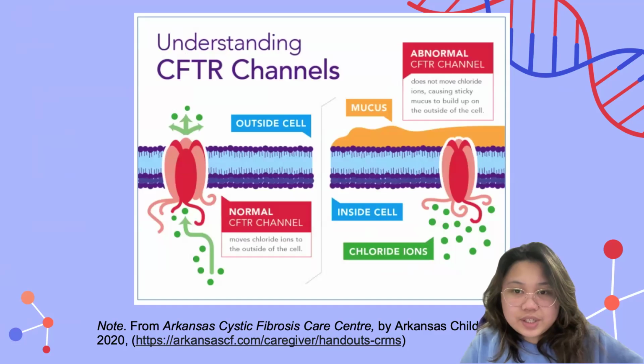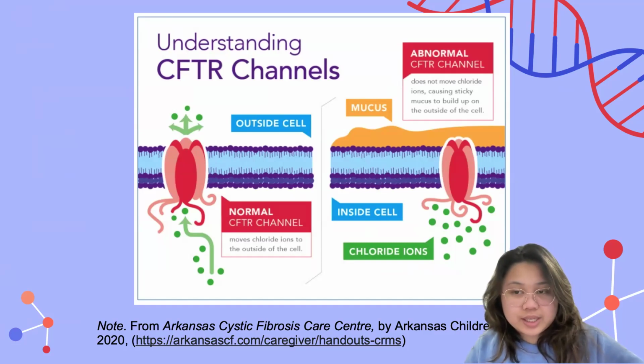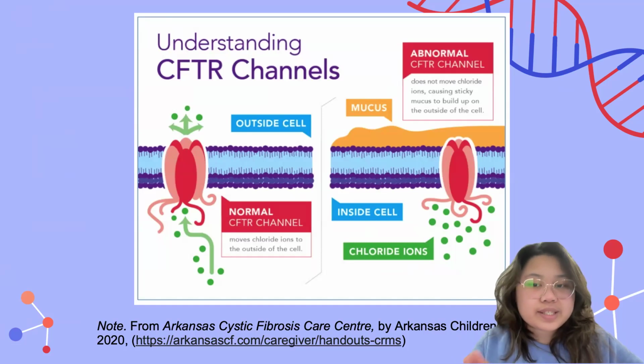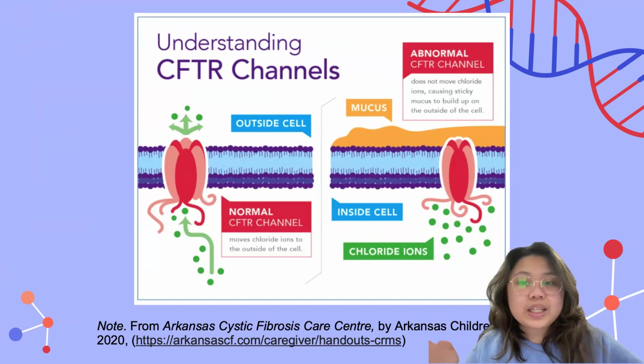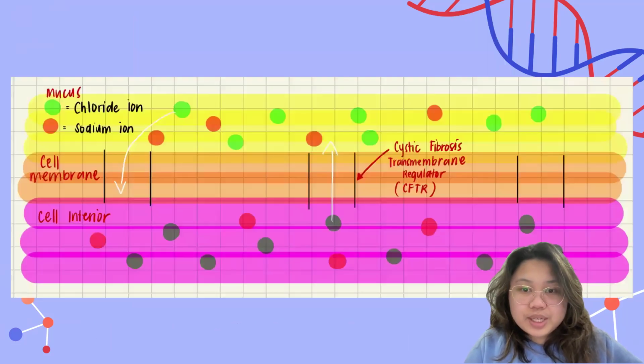So, understanding CFTR channels, before we continue with the pathophysiological process, our bodies have a defense system called the mucociliary system, wherein the pathogens stick to the mucus and the cilia of the cells help to sweep it out of the body. Also remember that both chloride and sodium ions have to do with balancing the body fluids across the membrane. So the CFTR protein allows the chloride ions to move in and out of the cell.